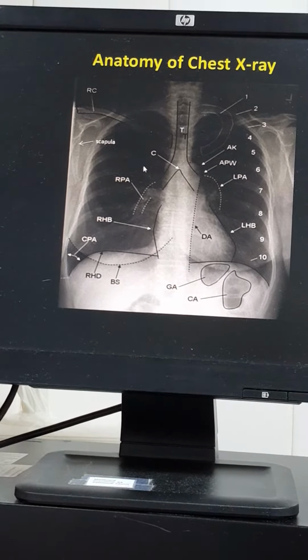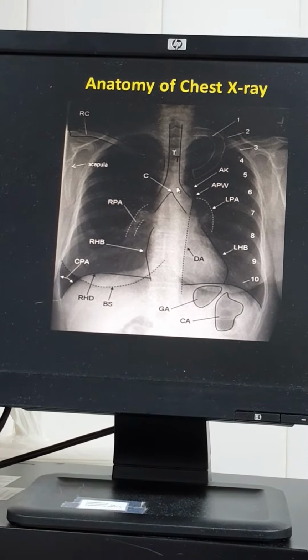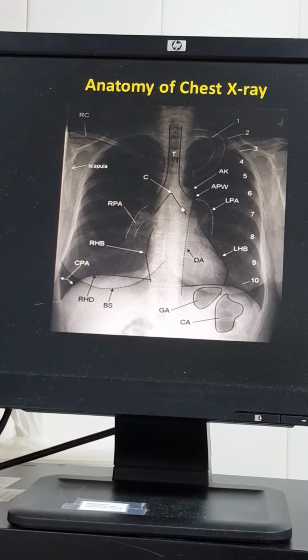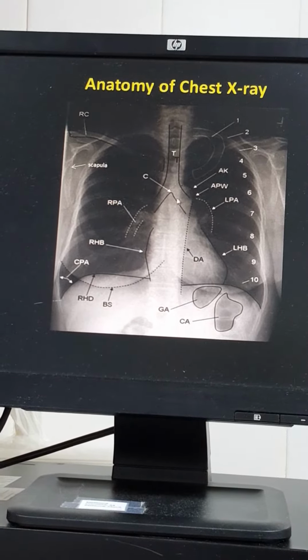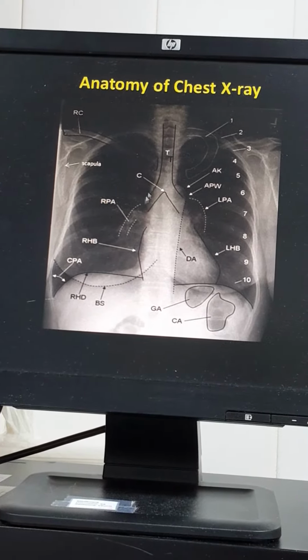Now the angle at the carina between the right and left main bronchus is usually less than 90 degrees. Usually 65, 70 degrees. That's the normal angle of the carina.